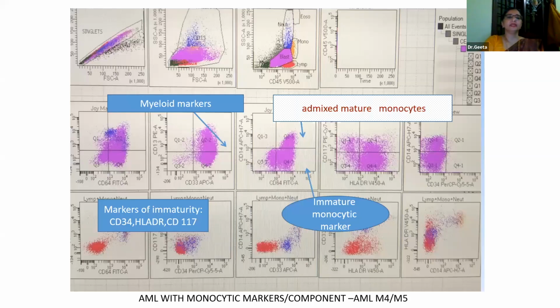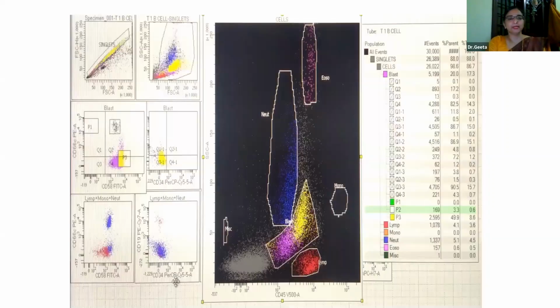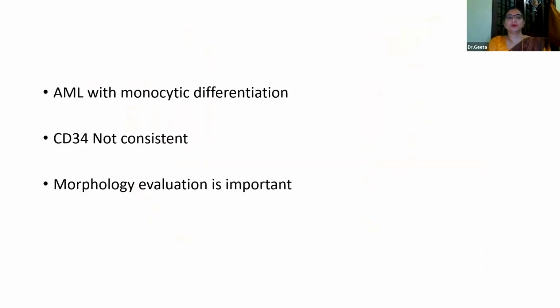And further, when I add markers, I find that there are some cells which are CD13 positive, which is a typical myeloid or neutrophilic series marker, as well as positive for CD64, which is the monocytic immature marker. So this marks an immature monocytic cell. Sometimes you may also see a case like this. Here the yellow population is that of a monocyte and the pink population is M4, a combination of both myeloblast and monoblast. So this is AML with monocytic differentiation.